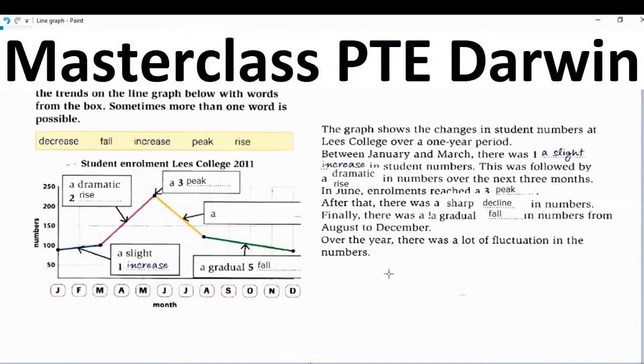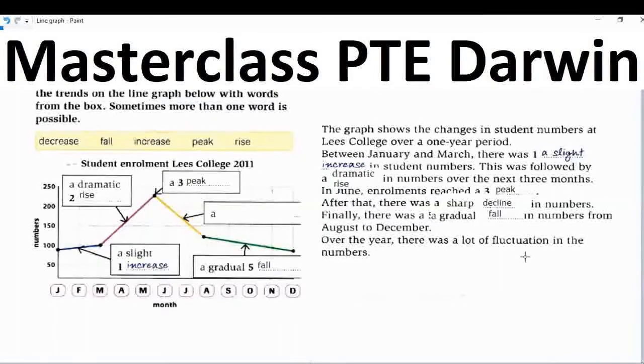Okay, and then now we finally go to the conclusion. Overall, or over the year, finally there was a lot of fluctuation in the numbers. Yes, this variation going up and down. We'll not use the words "ups and downs" or write something like that, okay? So we'll use a word like fluctuation. When there is a variation going up and down, that term is called fluctuation, okay?